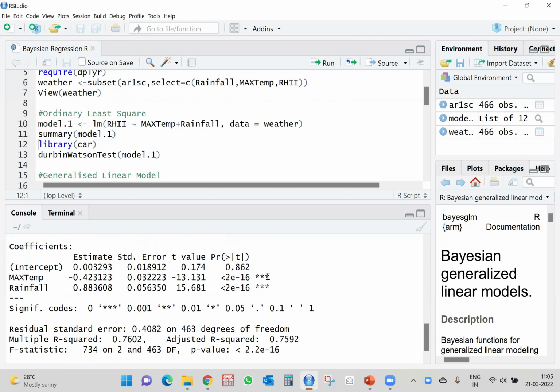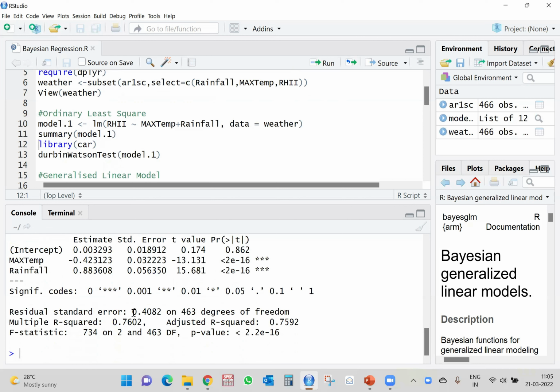By p value, the regression coefficients for temperature and rainfall are highly significant. We also get a residual standard error of 0.4082 with 463 degrees of freedom. Adjusted R square is 0.75. And the overall F statistic shows the model is relevant, with a significant p-value.